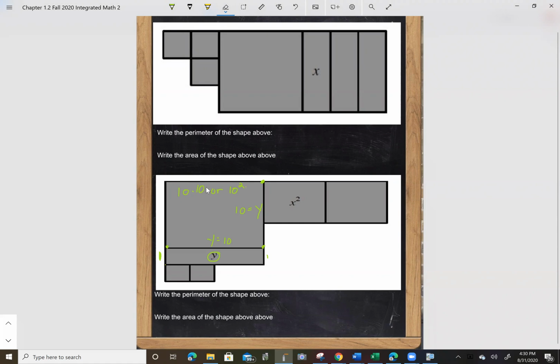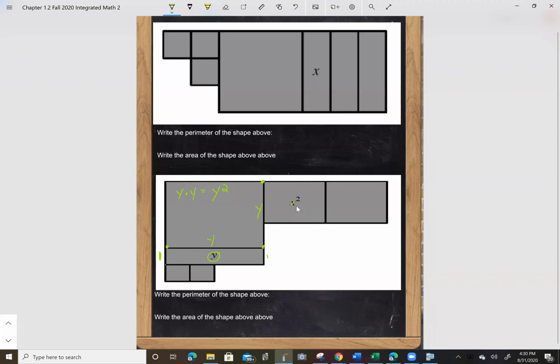So if both of the sides were 10 for that square, our area would be 10 squared. But it's not 10, it's just y. The number is y, and that's okay. That just means instead of our area being 10 times 10, our area is y times y, which is equal to y squared. So our area is y squared. Okay.